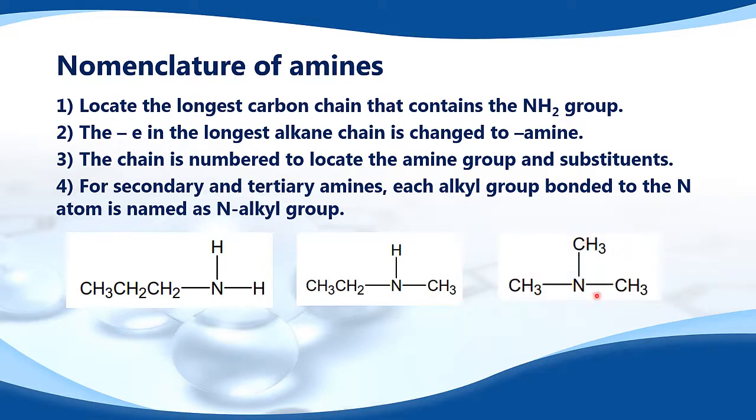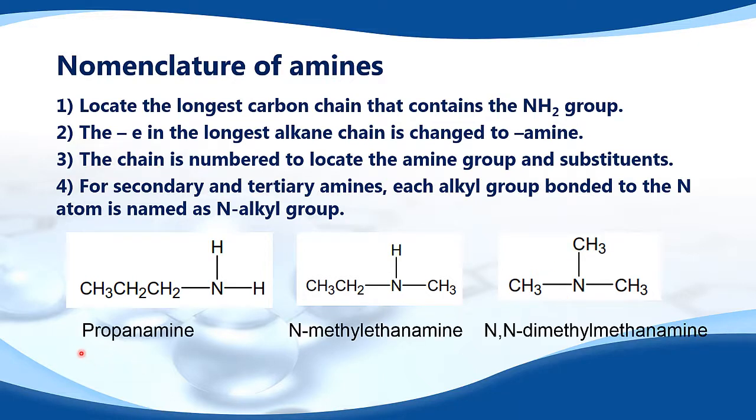And our last example, a tertiary amine. The longest carbon chain is either one of these. It's going to be methanamine. And then we have to name the other two using the N. So it's going to be N,N-dimethyl-methanamine. And here are the names: propanamine, N-methyl ethanamine, and N,N-dimethyl-methanamine.